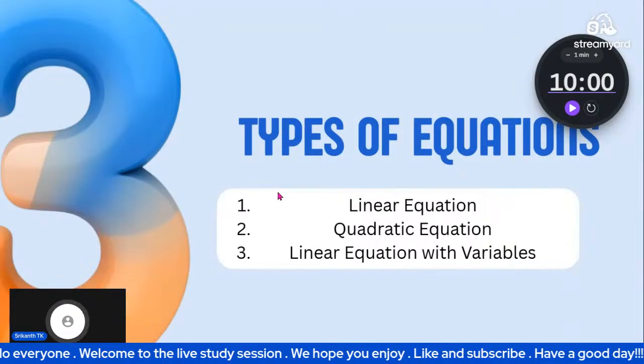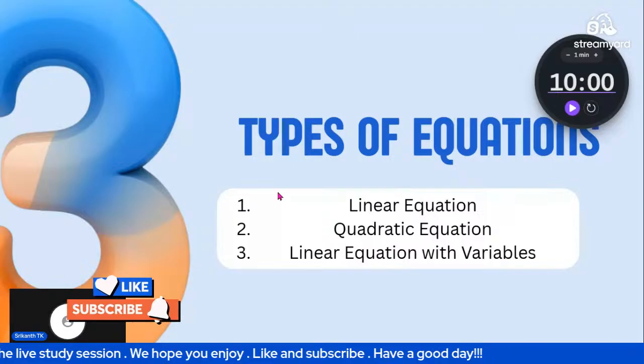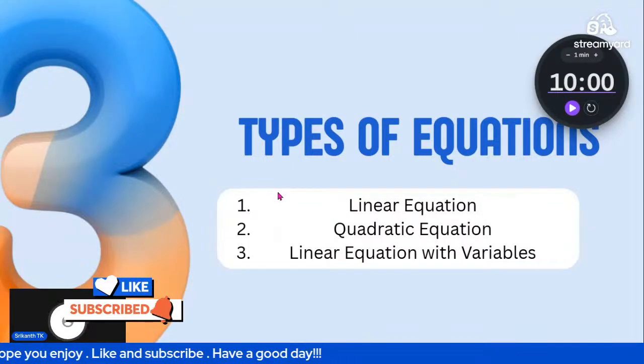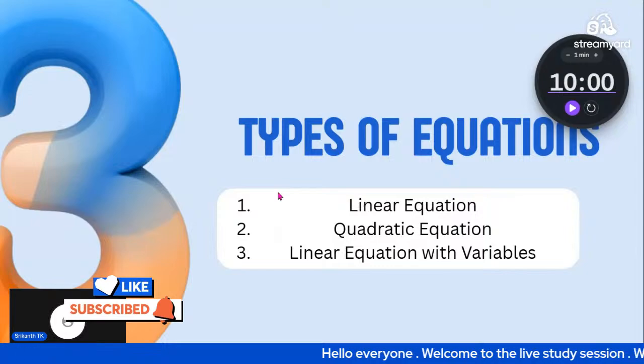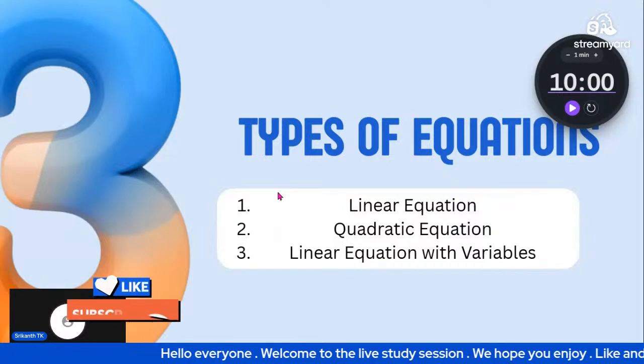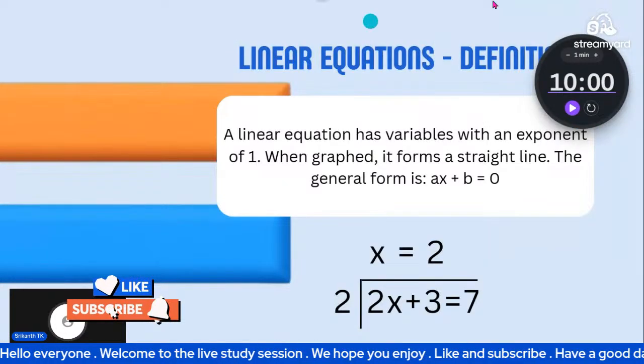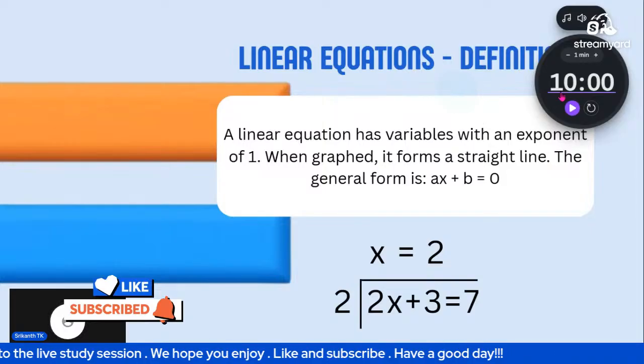There are three types of equation: linear equation, quadratic equation, and cubic equation. And there's also linear equation with variables. So first, we'll be talking about linear equation.